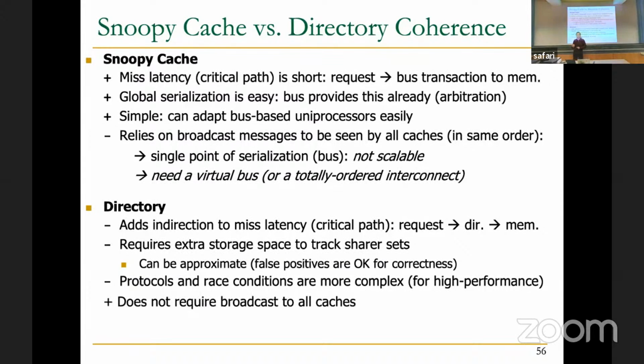Now, the big advantage of directory is it doesn't require broadcast to all caches. So there's a huge advantage over here. You can implement a protocol without requiring a broadcast, right? And broadcast, as I said, is not scalable. The operation itself is not scalable. If you want to have a 1,000,000 node processor, and if you want to broadcast things, it becomes very not scalable in the end.